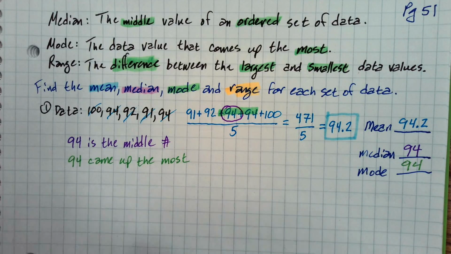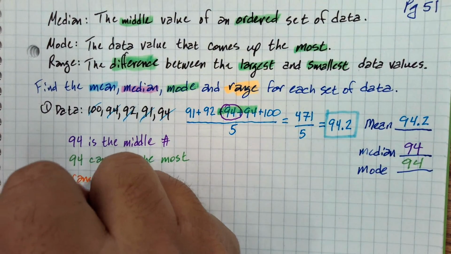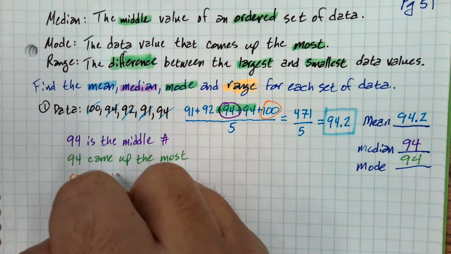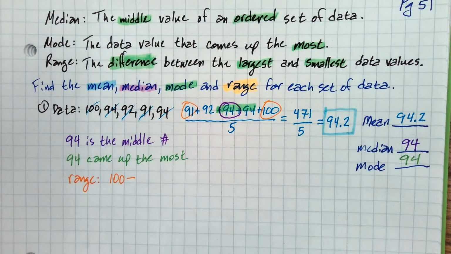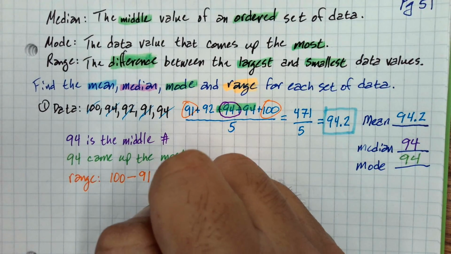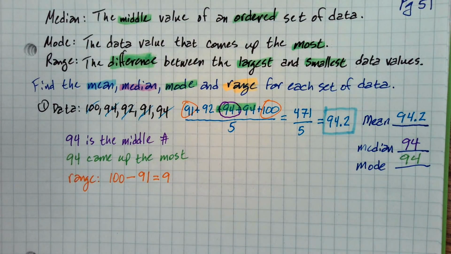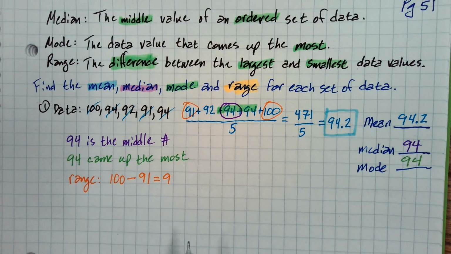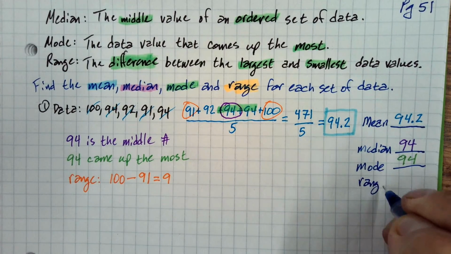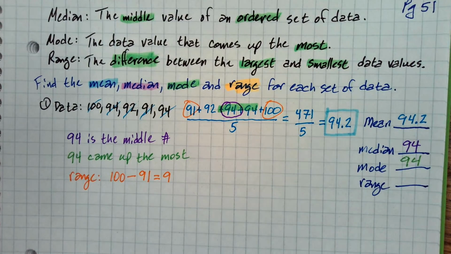Okay, so for the range, take your largest number, 100, subtract away your smallest number, 91. That's going to give us 9. That's the range. The numbers range, so the separation between the largest and smallest was 9 values. And you get it from subtracting the smallest from the largest.